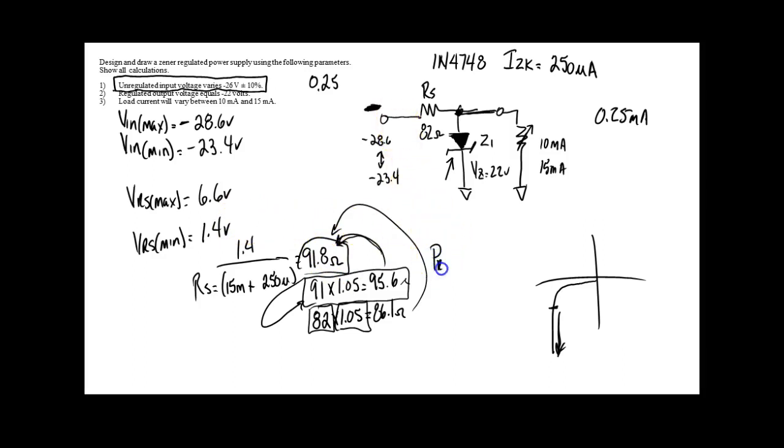So power RS would be equal to V squared, the maximum voltage it would ever have to drop, 6.6 squared, divided by the value that we chose, 82. So PRS, the wattage rating on the resistor, has to be at least, I don't know, I don't have my formula sheet. What's that? 532 milliwatts. So we'd use a 1 watt resistor there.